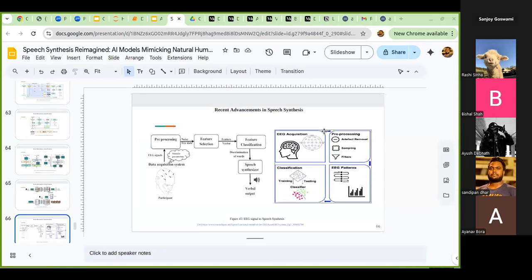Sir, what was the difference between GAN and VAE? I couldn't understand it properly.